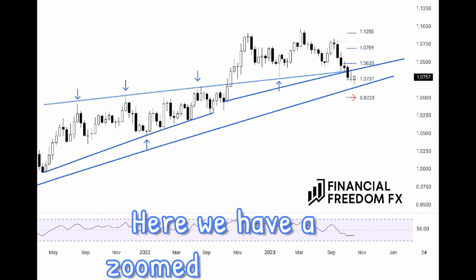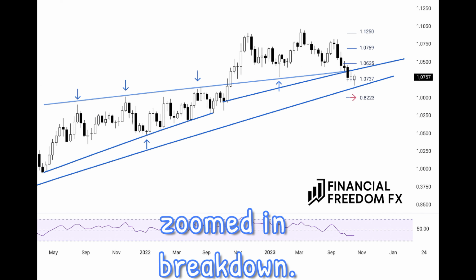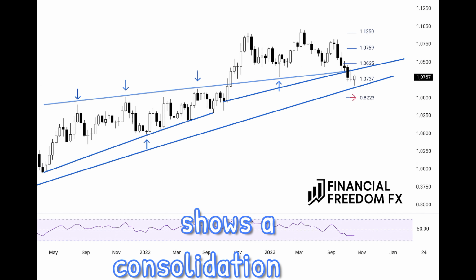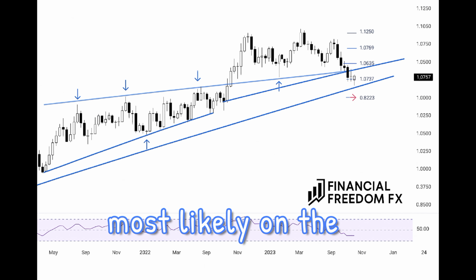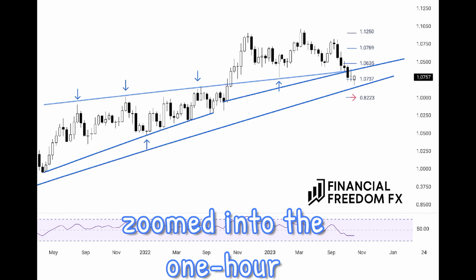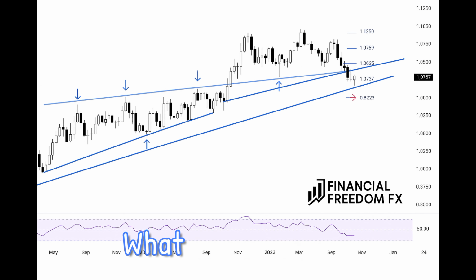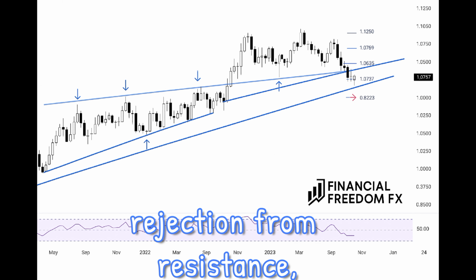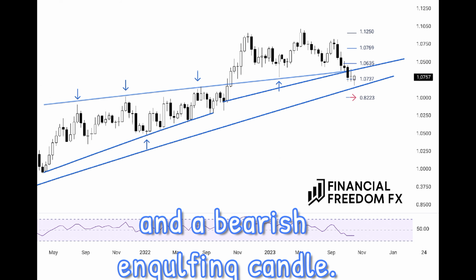Here, we have a zoomed out versus zoomed in breakdown. On the left, a higher time frame chart shows a consolidation box, most likely on the 4H. The highlighted area is then zoomed into the 1-hour chart on the right. What do we find? Bearish divergence, a rejection from resistance, and a bearish engulfing candle.